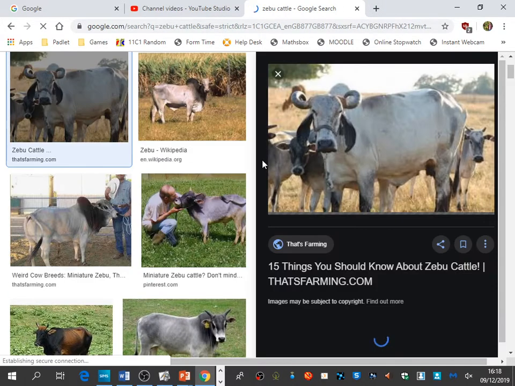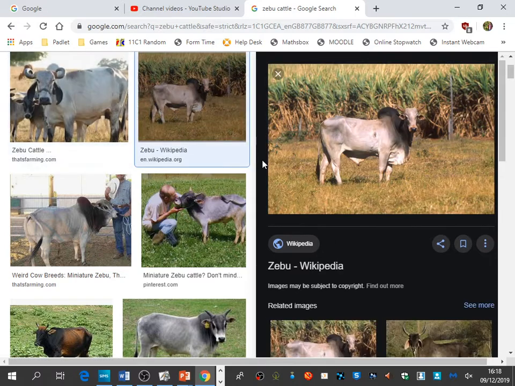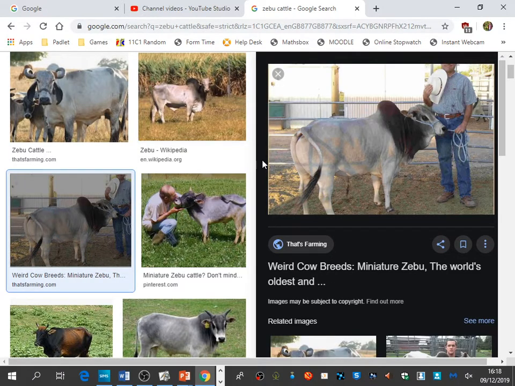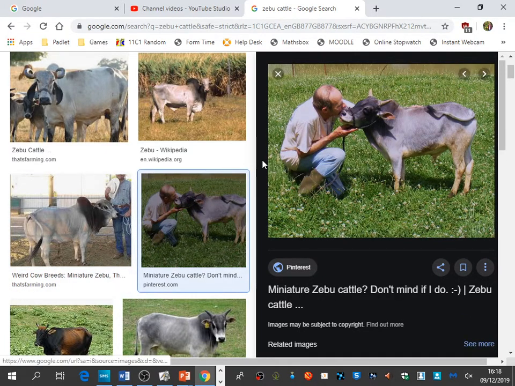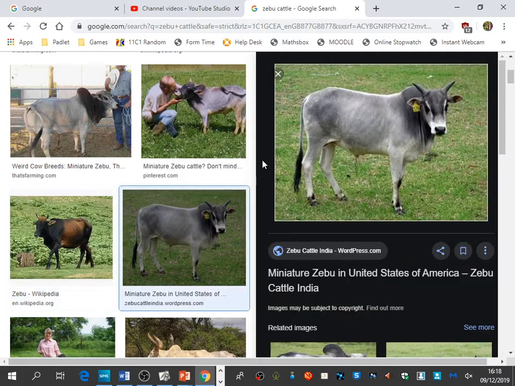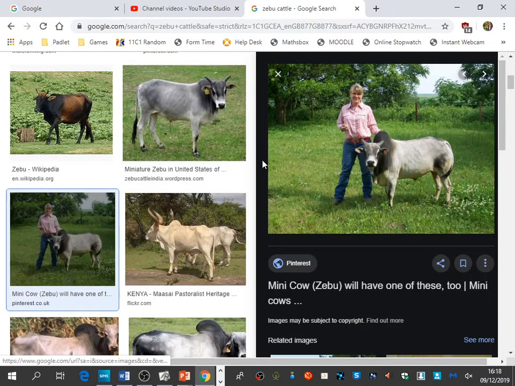Okay, so we're talking about these people, these kids here. Not people or kids, sorry. These beasts, these weird cow breeds, the miniature zebu, the world's oldest, and they're actually quite sweet. Okay, so we're looking at these zebu. They're just a type of cow, okay? But it's a bit weird, right?